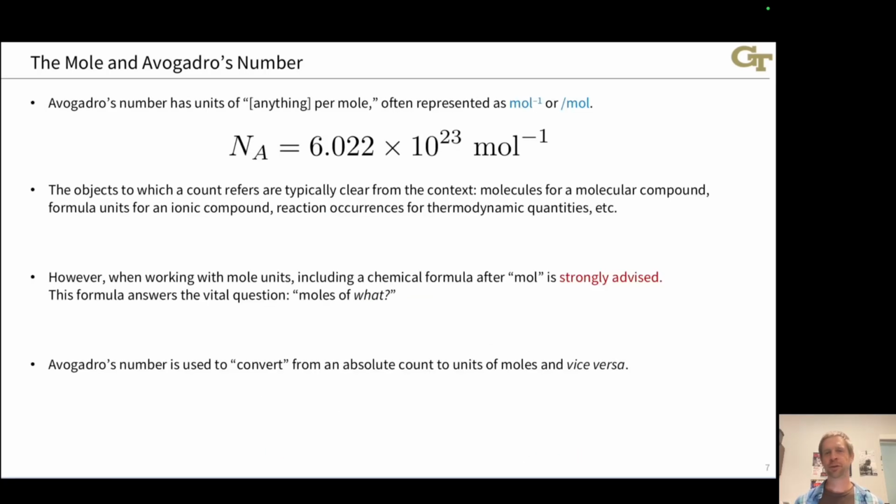You'll sometimes see Avogadro's number written with units of per mole. Sometimes we'll fill in something before that per mole, atoms, molecules, photons, etc. Though we don't have to. We can keep this general. And so you'll see it written as moles to the -1 power, right? That's the same as per mole, or even just with a slash mole, right? Indicating we're dividing by moles. Avogadro's number is anything, in brackets here, per mole. And the count is typically clear from the context.